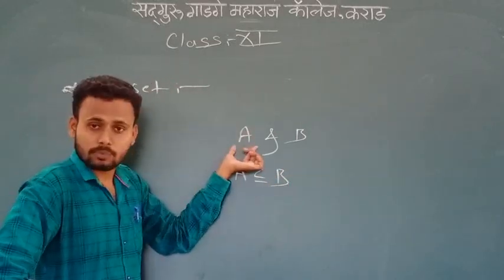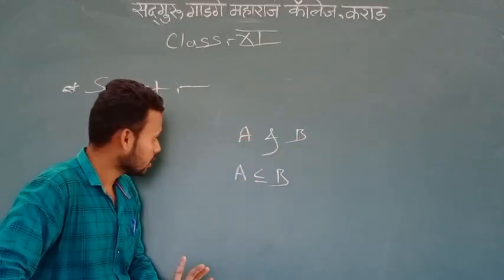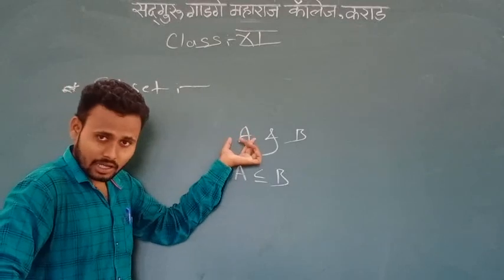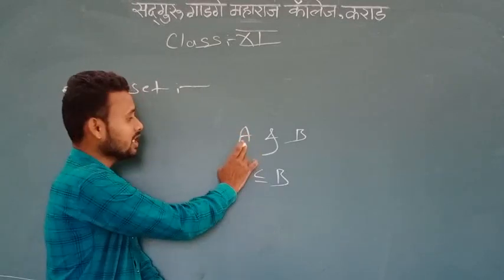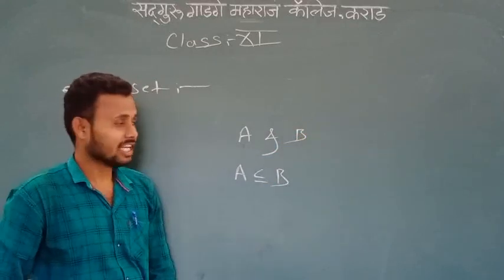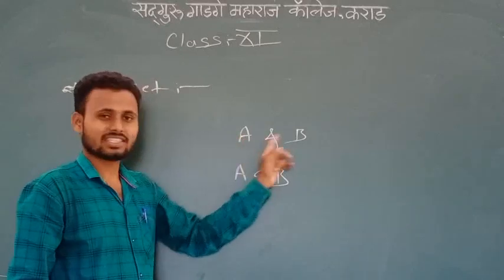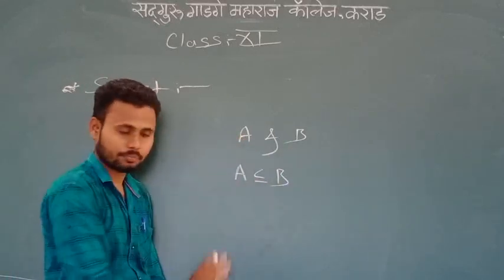What is the definition? Suppose we have any two sets A and B. Then every element of set A is also an element of set B. Then we say that A is a subset of B. A is a subset of B, denoted by that form.